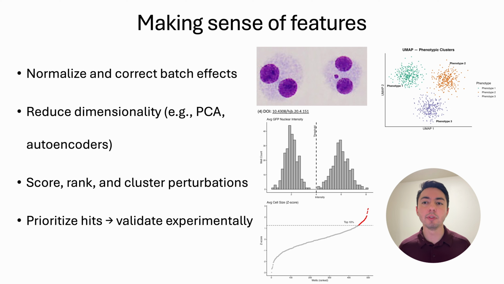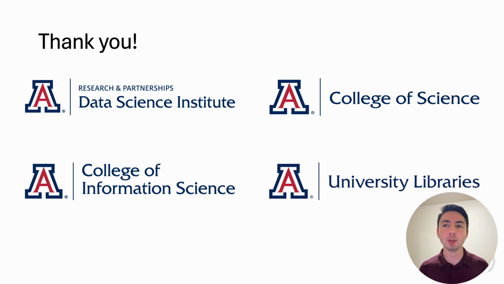We can also define phenotypes more directly. For instance, we might threshold a feature like average GFP intensity in wells to separate these wells into different categories, and then use another feature like average cell size to rank or prioritize candidates, as shown in the figure here. You can imagine extending this idea across multiple features to refine candidate selection and filter out confounding phenotypes to then validate hits experimentally.